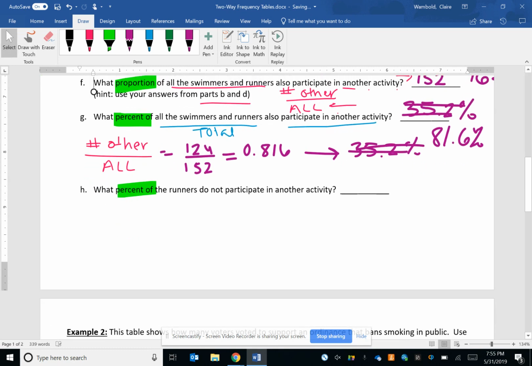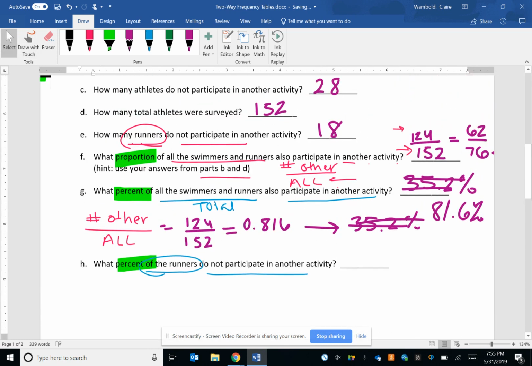All right, now that we've got our mistakes out of the way, let's do option H for real this time. So this one says, what percent of the runners do not participate in another activity? So let's break this down. It says, what percent of the runners? So in this case, we're ignoring the swimmers, we're ignoring the total, we're just saying of the runners. And we want to know which ones do not participate in another activity.